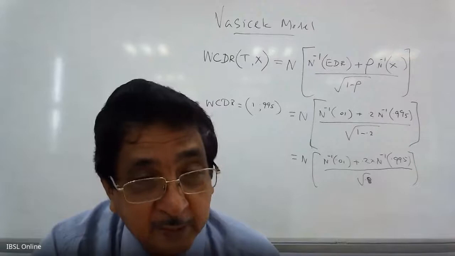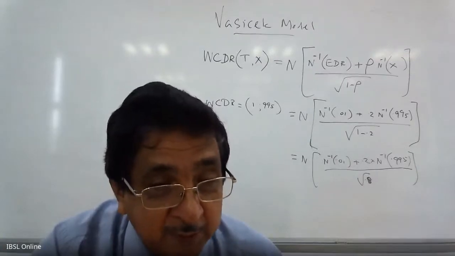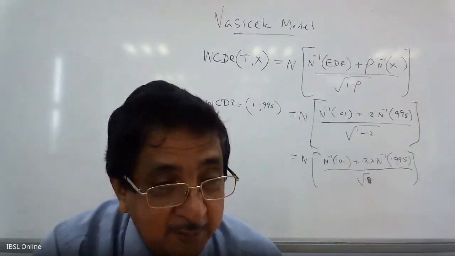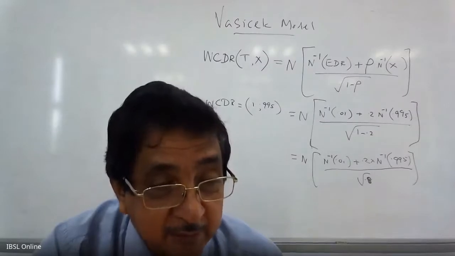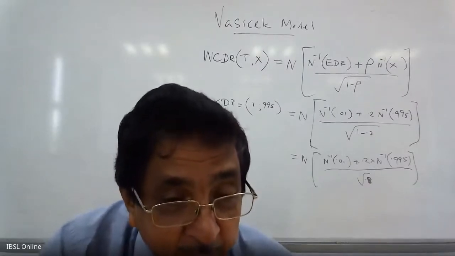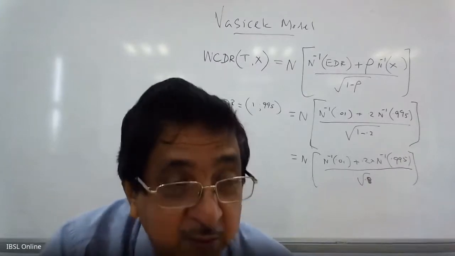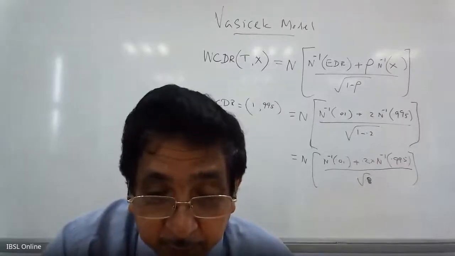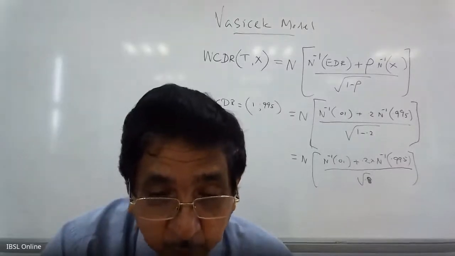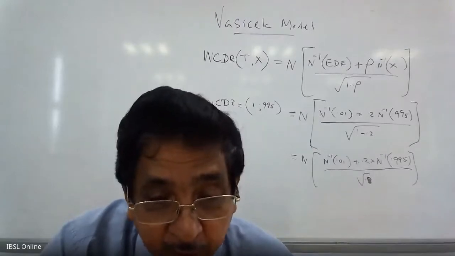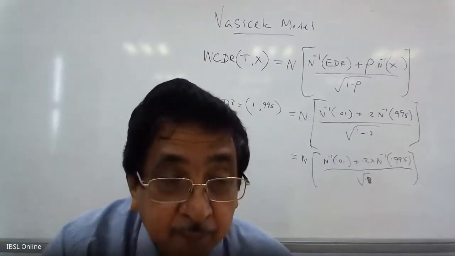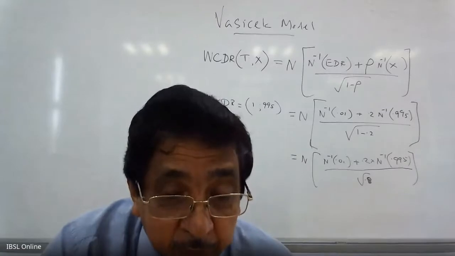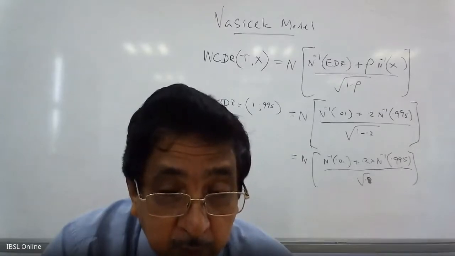Just rho, right? So now you try to get this N to the power minus 1 of 0.01. That is the reverse of this. What you have to do is look at the normal curve table and locate it. It's 0.01. Shall we try to do it? I think you have the normal curve tables with you, no? Tables are with you?